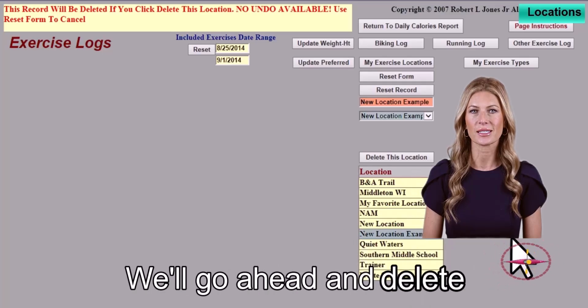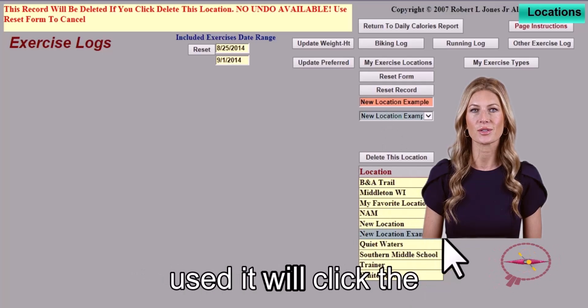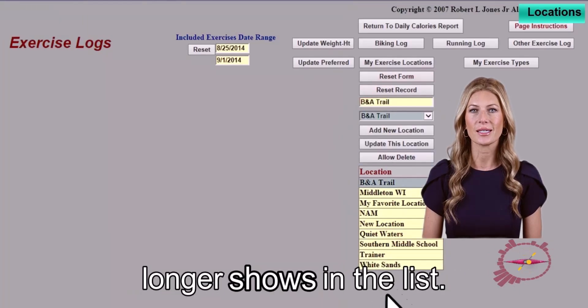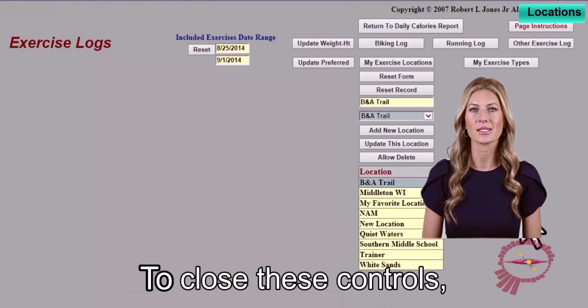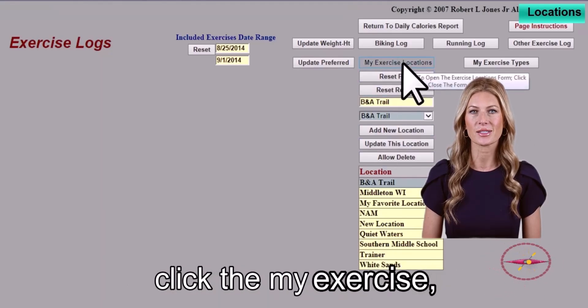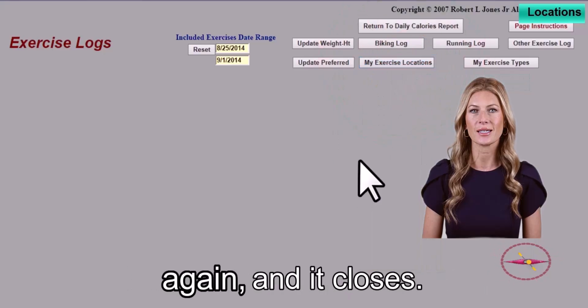We'll go ahead and delete this location we've never used. We'll click the command button, Delete This Location, and that value no longer shows in the list. To close these controls when they're open, you can click the My Exercise Locations command button again, and it closes.